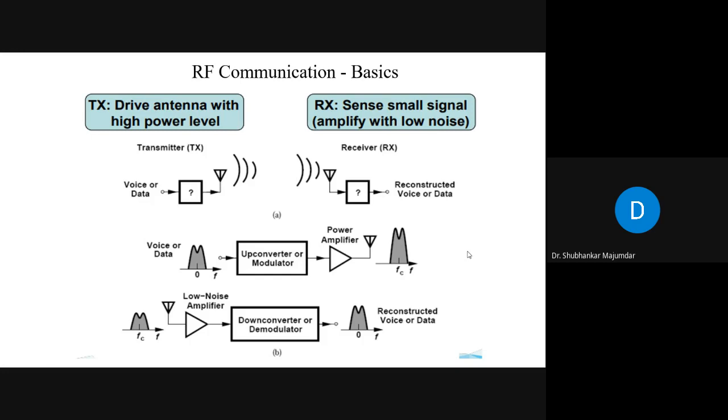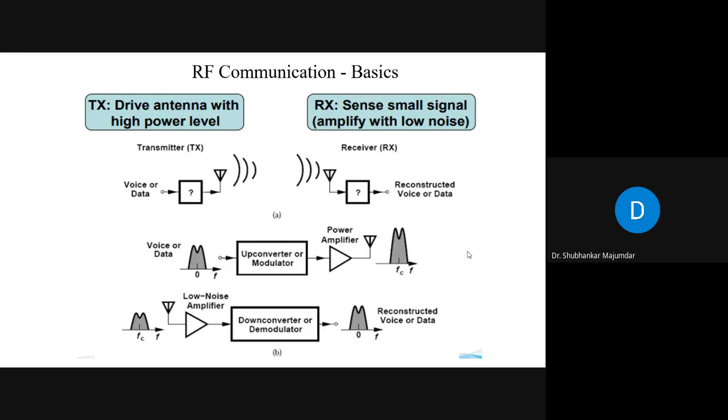One is the power amplifier on the transmitter side, and the low noise amplifier on the receiver side, but the functionality of the two amplifiers is totally different. The power amplifier has to feed higher power to the antenna, so that the message can be sent from one side to another. In the receiver section, the low noise amplifier functionality is that even when a very low signal is coming, it should be able to amplify that signal and take out the essential message data.